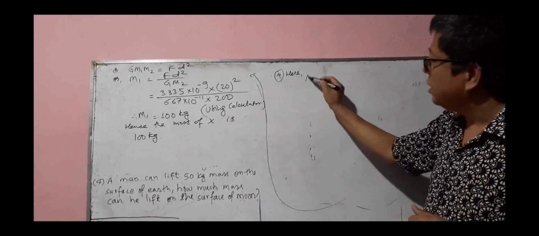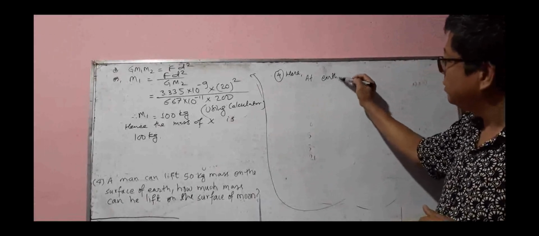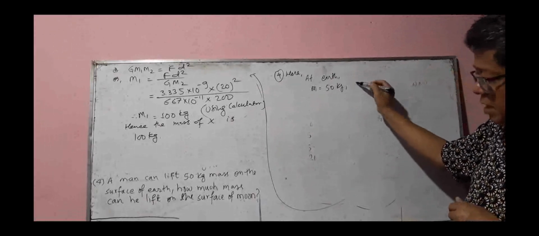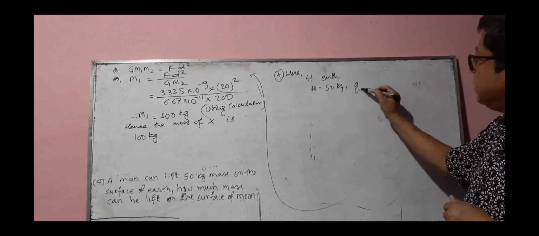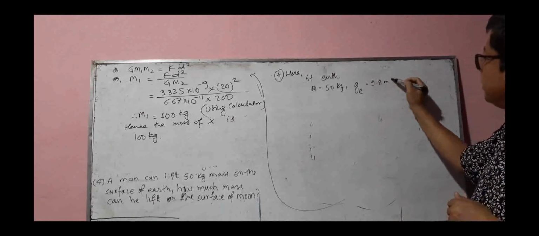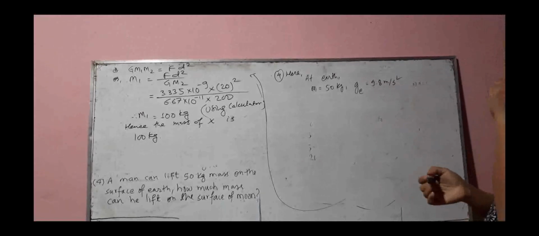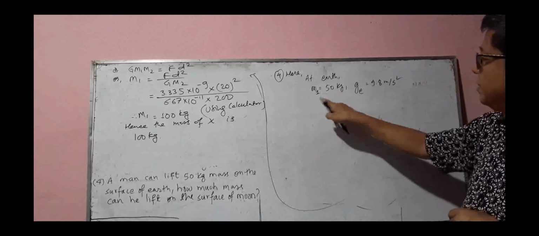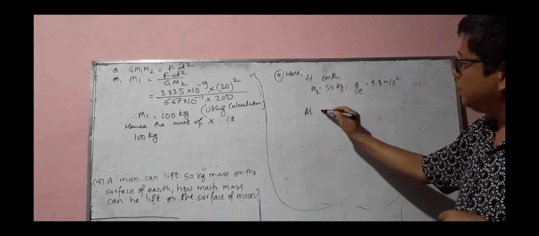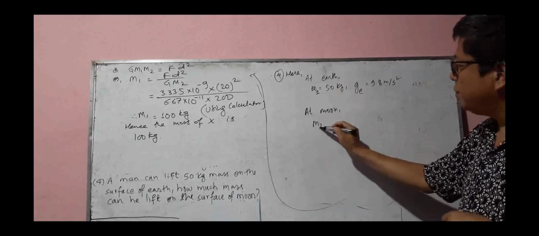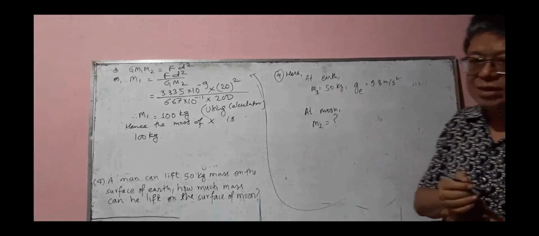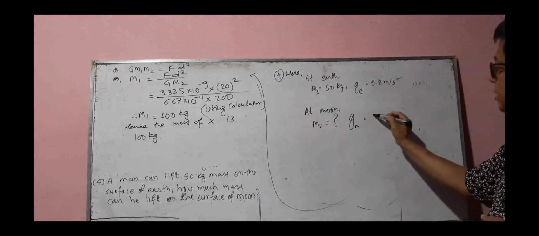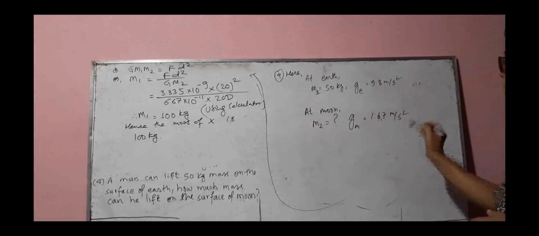So at earth, the mass m is 50 kg, and the acceleration due to gravity g of earth is 9.8 meter per second square. Okay, and let us suppose this is m1. And at moon we have to find how much mass it can lift up. So g of moon is 1.67 meter per second square.